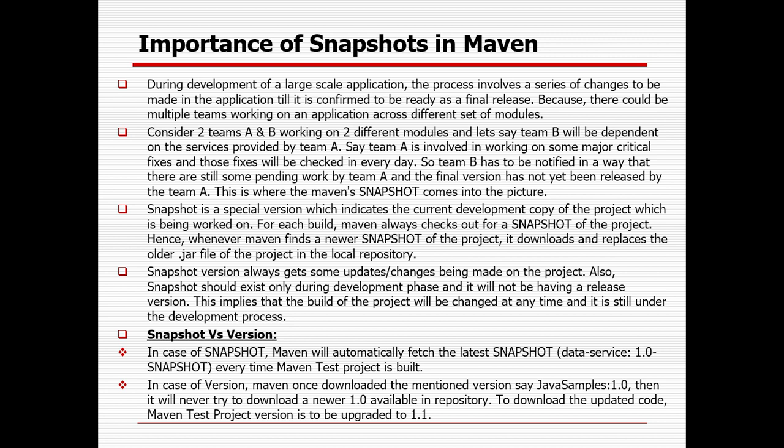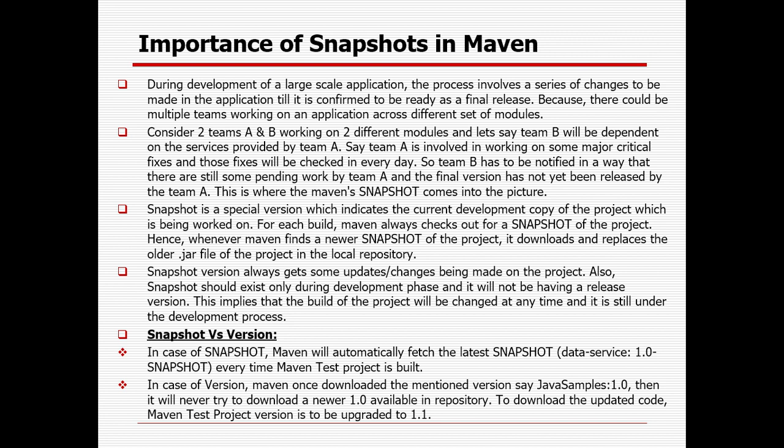This is where Maven snapshots come into the picture. The snapshot is a special version which indicates the current development copy of the project which is being worked on. For each build, Maven always checks for a snapshot of the project. Hence, whenever Maven finds a newer snapshot of the project, it downloads and replaces the older jar file of the project in the local repository.